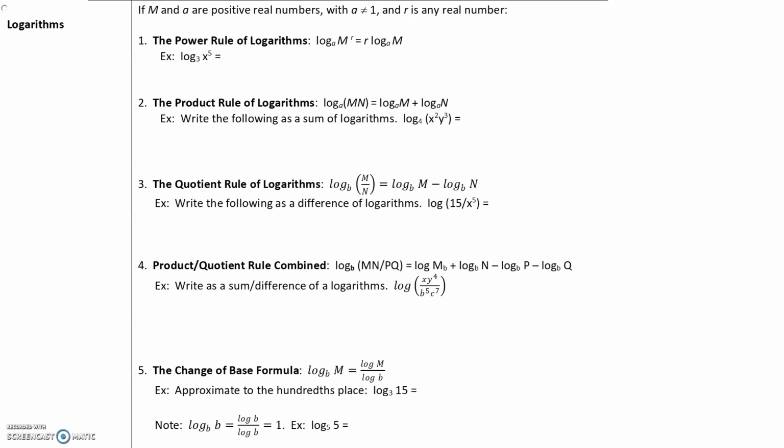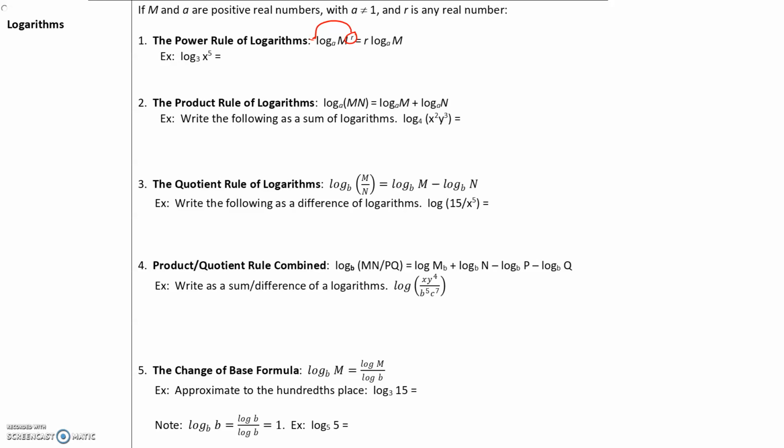Next, if m and a are positive real numbers with a not equal to 1, and r is any real number, then the following rules apply. First one is the power rule of logarithms, which basically says if we have log base a of m to the r, where r is the exponent of a term of a logarithm, then the r comes to the front. So we never leave an exponent in a logarithm. The exponent always gets rewritten as a coefficient, and it comes to the front.